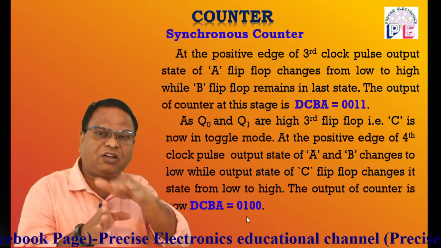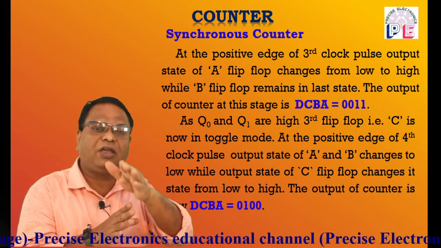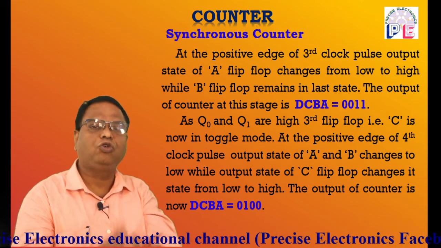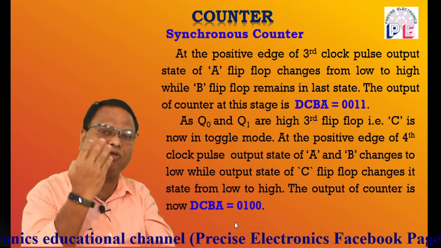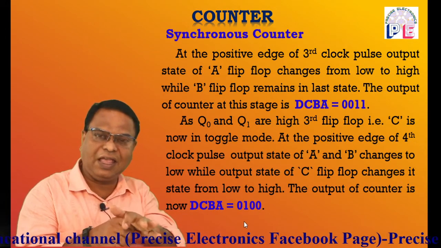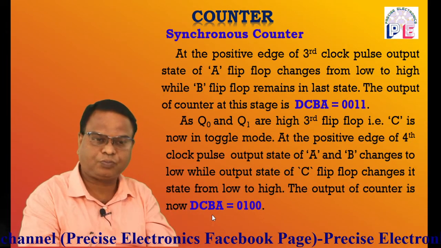Transition of C occurs, it changes from 0 to 1. Transition of B occurs from 1 to 0. C also changes from 1 to 0. So the output of the counter at the positive edge of the fourth clock pulse is now DCBA equal to 0, 1, 0, 0.